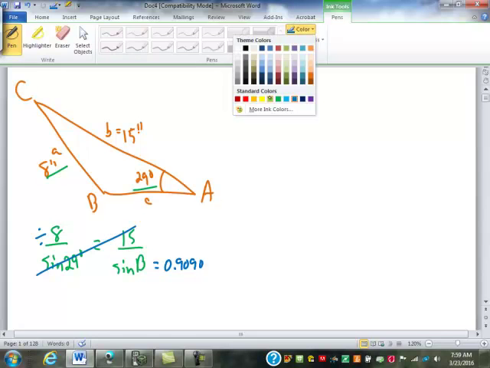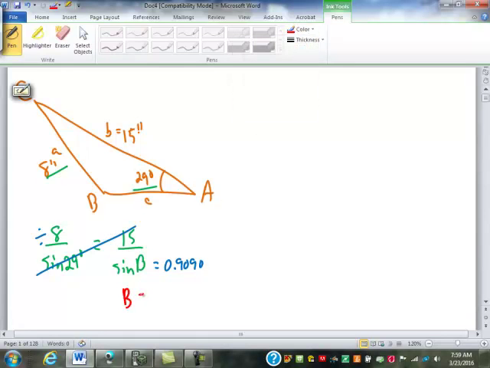Start sounding like Mork from Mork there for a second. I just realized most of the room probably doesn't have any clue who that is. There you go.